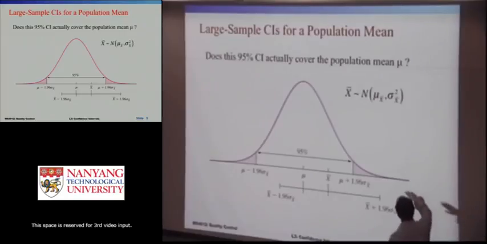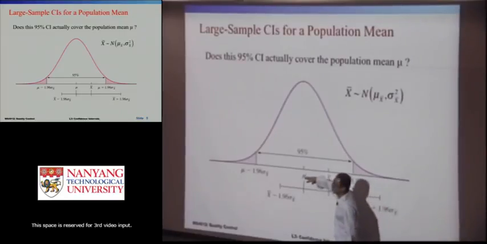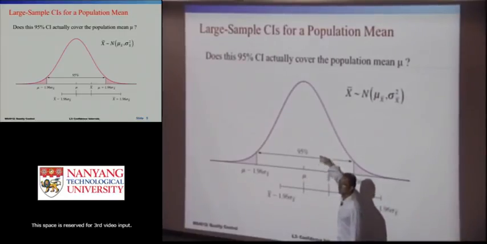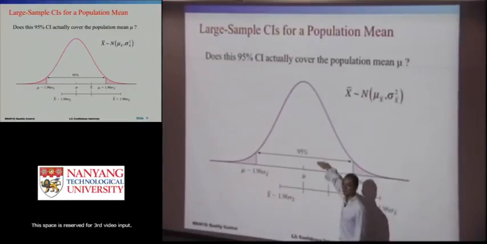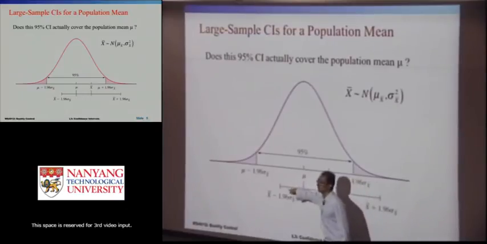Anything beyond this is the truth. This part is our procedure. The truth is the truth. We cannot change it. If we get the sample at this position, we get this interval.